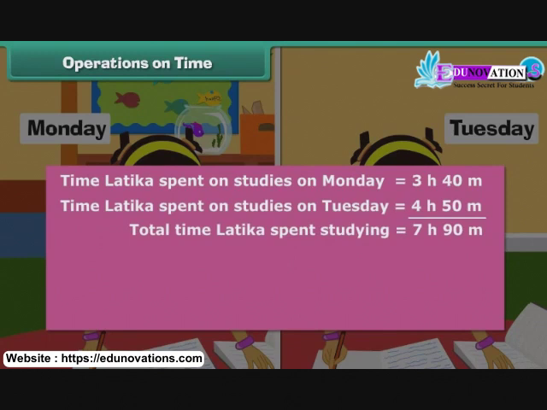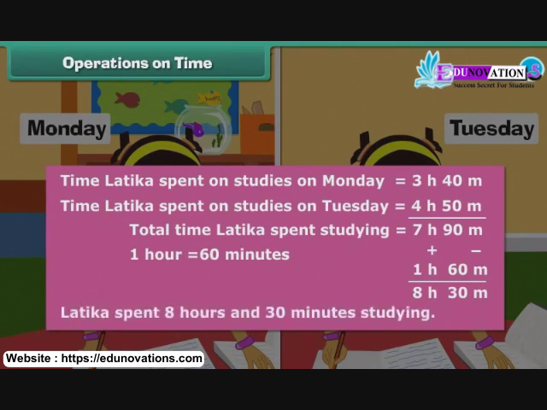Total time Latika spent studying is equal to 7 hours 90 minutes. We know that 1 hour is equal to 60 minutes. So we subtract 60 from 90 minutes and add 1 to 7 hours. Therefore, Latika spent 8 hours and 30 minutes studying.